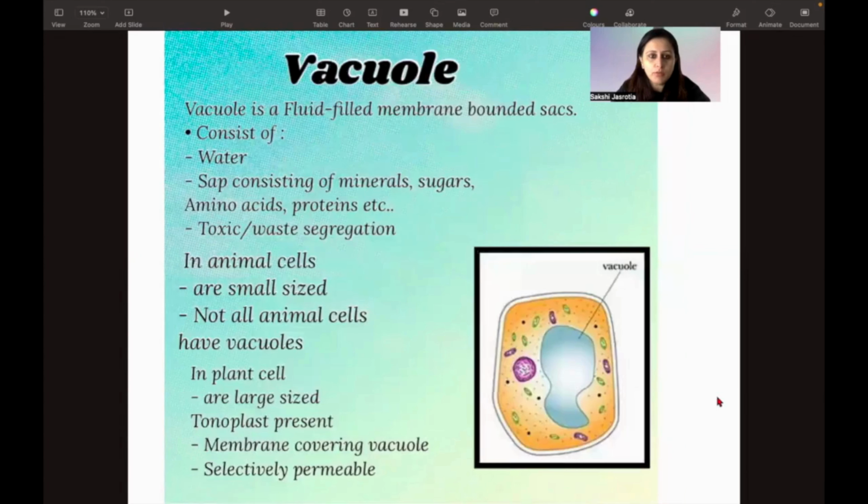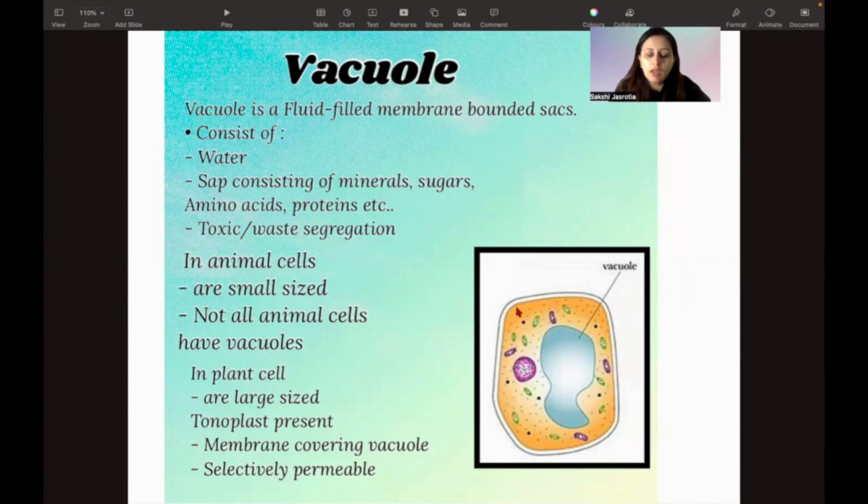So after lysosome, we'll talk about the vacuole. So vacuole is a fluid-filled membrane-bound sac. Sac क्या होता है? Sac is a big bag, right? So as you can see in the picture, this is a big bag which is filled with fluid. Now, what all is there in this fluid? It has water, sap, minerals, sugar, amino acids, proteins. It also helps in carrying the toxic and waste secretions.